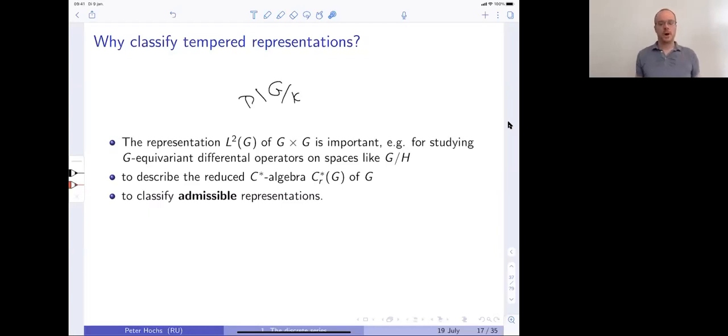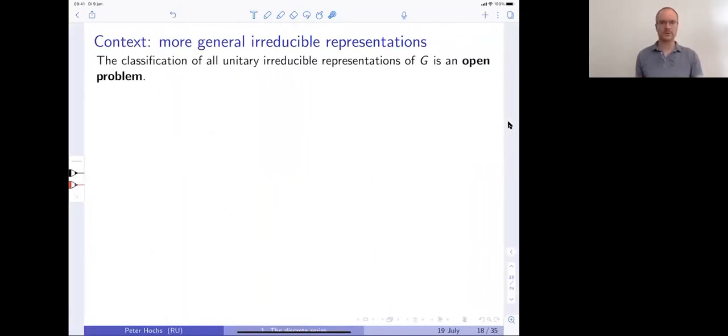And a third reason why it's important to classify tempered representations is you can use them to classify a bigger class of representations, which is the admissible ones. So a little bit about that, just for context. This won't play a role in the rest of the lectures. Classifying the unitary irreducible representations of G is an unsolved problem. It's a very difficult problem that hasn't been solved yet after many, many decades of work.